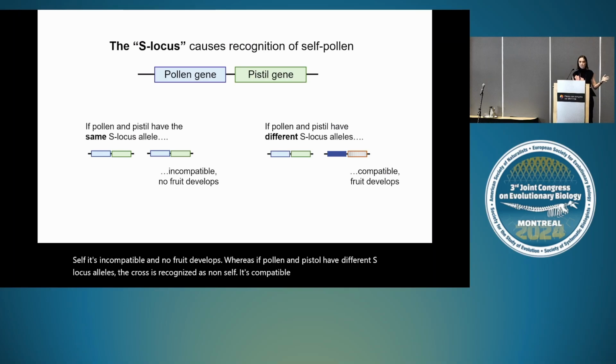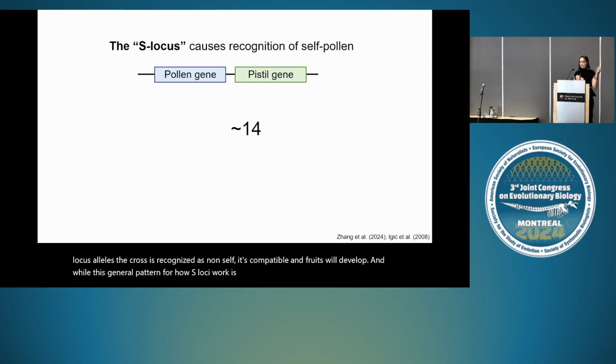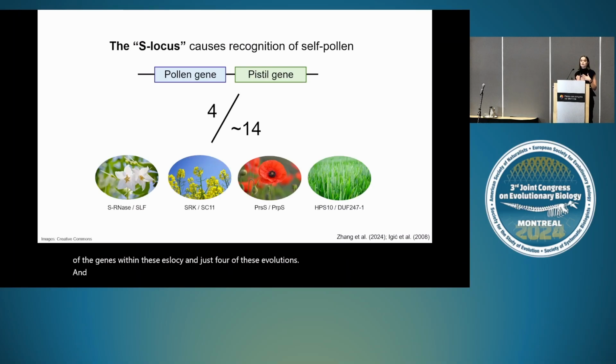And while this general pattern for how S loci work is shared, it's actually evolved independently, likely 14 times throughout flowering plant evolution. And at present, we know the genetic identity of the genes within these S loci in just 4 of these evolutions. And we know them primarily from model organisms. And what's really striking about this is that both the genetic identity and the molecular mechanisms of these S loci are super, super different across these different independent evolutions.